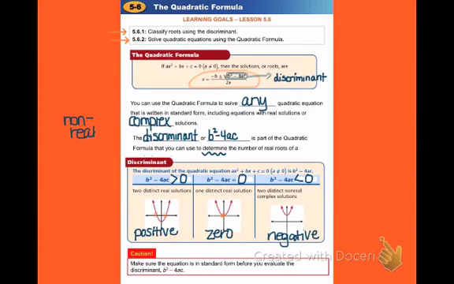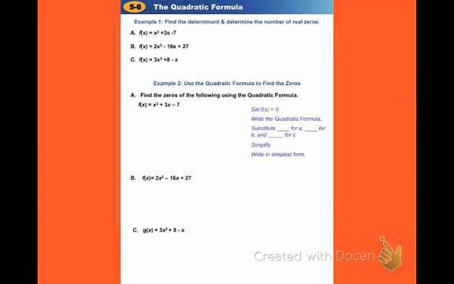And a real quick note here, make sure that the equation is always in standard form before you evaluate the discriminant, and really before you try to use the quadratic formula. So you want it to be in the form of ax squared plus bx plus c. Okay, let's move on and take a look at how we can use the discriminant to tell how many solutions, if any, our quadratic equation will have.